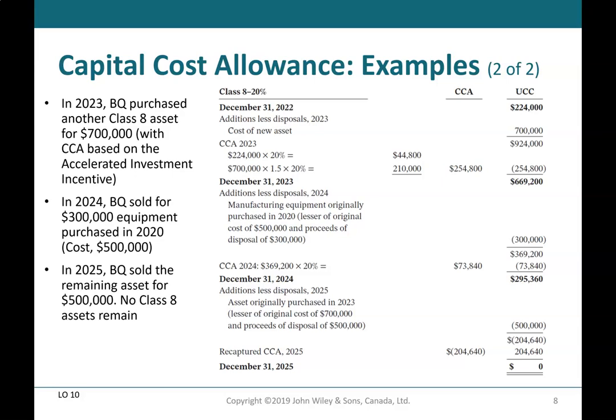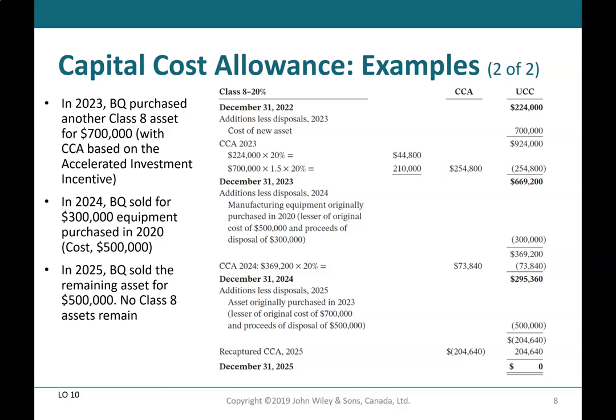$669,200. In 2024, BQ sold for $300,000 equipment purchased in 2020 at a cost of $500,000. So for the manufacturing equipment originally purchased in 2020, we take the lesser of the original cost of $500,000 and proceeds of disposal of $300,000. That's just a tax rule. So we'll subtract the $300,000 to give you $369,200. CCA on that amount at 20% is $73,840 for an amount of $295,360 as at December 31st, 2024.